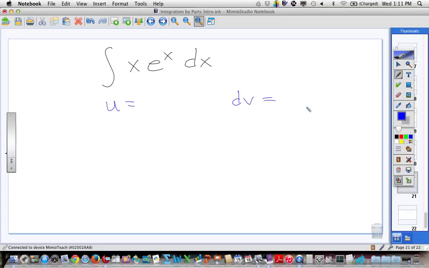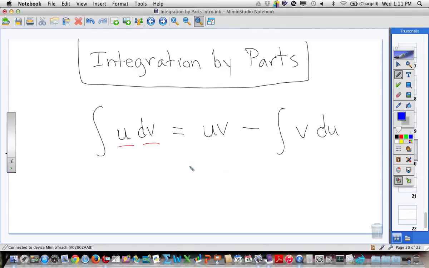Now, what's something you can do an easy antiderivative of? E to the x is really easy. So that should be the last thing you pick for the u. So if we're going to make a little list of what to pick for the u, the first thing we would want to choose would be the logs. The last thing we'd want to pick would be exponentials.